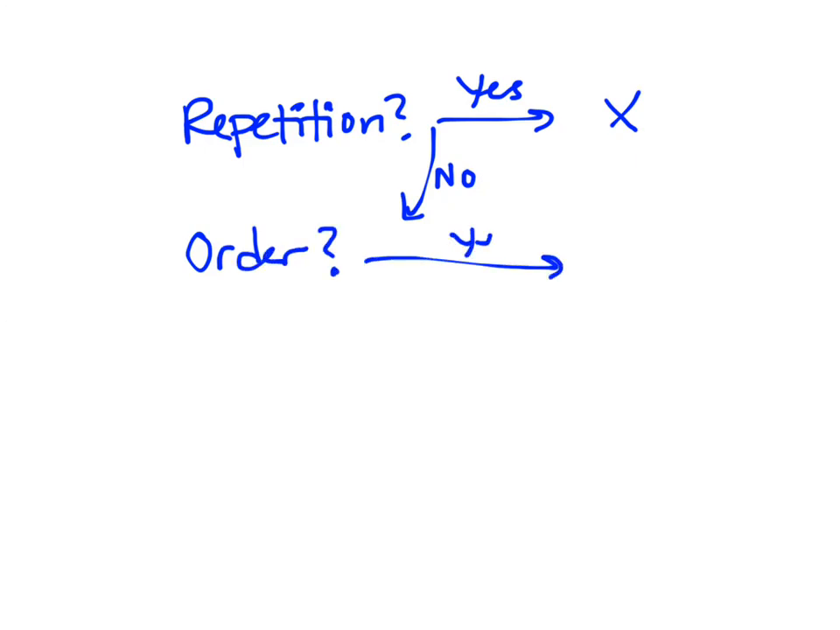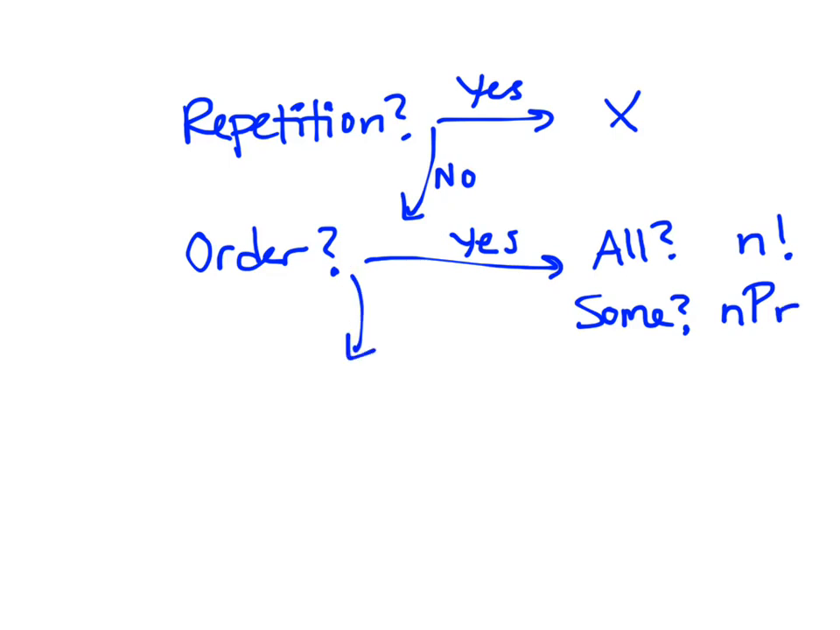If the answer is yes, then I go on to the next question and I ask myself, am I arranging all of the things that I have? If so, then I use n factorial. And if I'm only arranging some of the things that I have, then I use nPr. That's a permutation of just some of the things. If order does not matter, then that's a combination, and I use nCr.